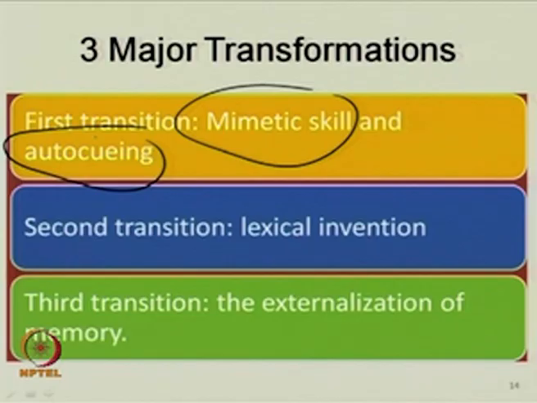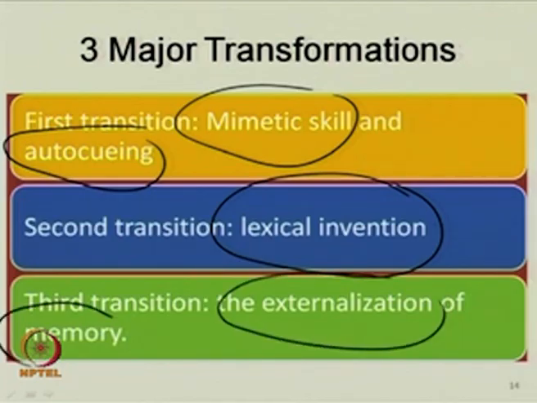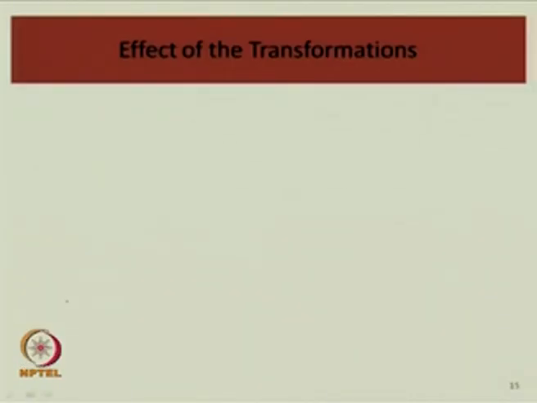The second transition involved, in the main, or at least its major feature, was lexical invention, and the third transition was the externalization of memory. Okay, so what are the three transitions? The first transition involved two important features, mimetic skill and auto-cueing. Second transition, lexical invention, and third, here memory is externalized, and this entire essay will be devoted to these three transformations.